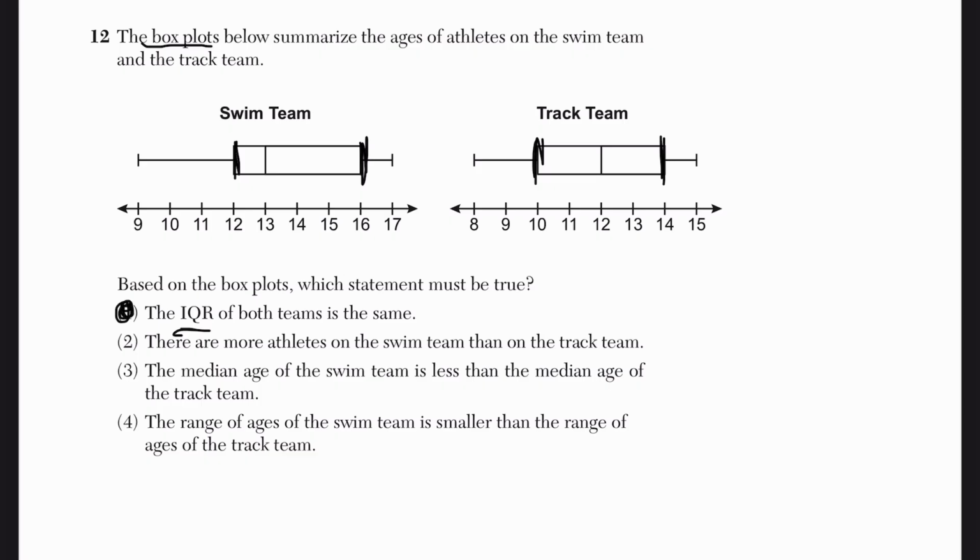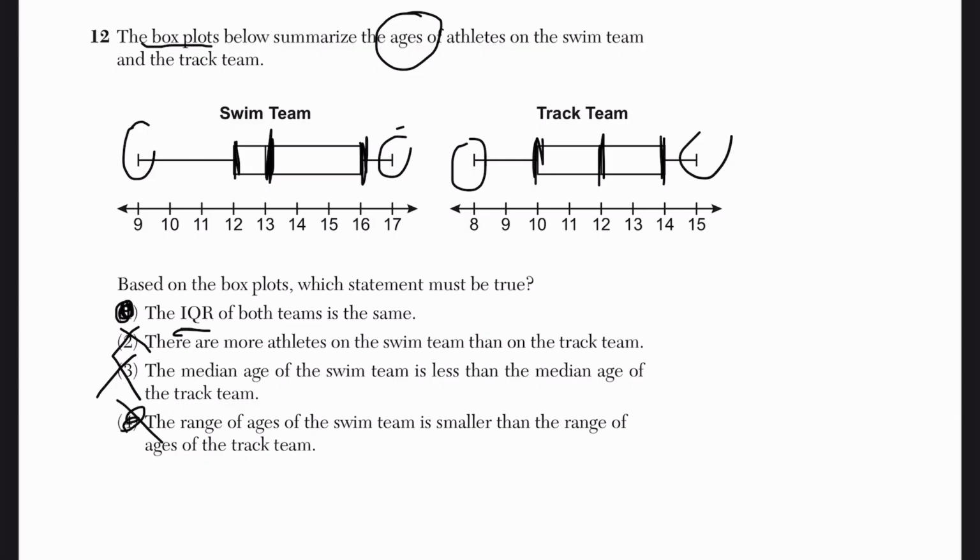Answer choice 1. Just to go through the other ones super quick. A box plot doesn't tell you how many athletes there are, it just tells you their ages and the summary of their ages, so that one doesn't make any sense. The medians are the middle line, so the median of the swim team is 13 and the track is 12, and that's definitely not true. And then the range is from these little whiskers, so the range of swim is 8 and the range of track is 7. Oh, sorry. So yeah, it's answer choice 1.